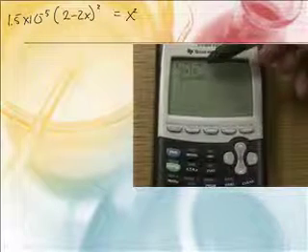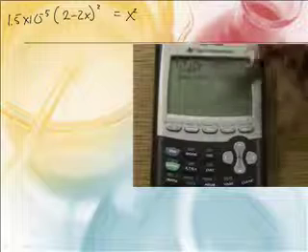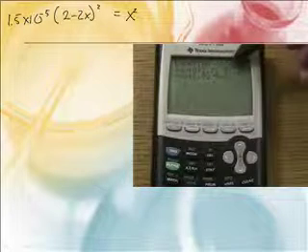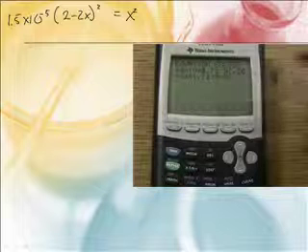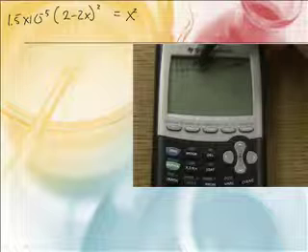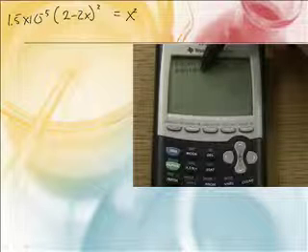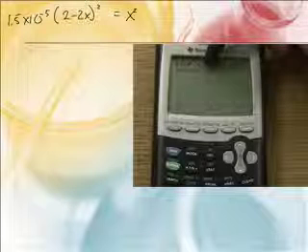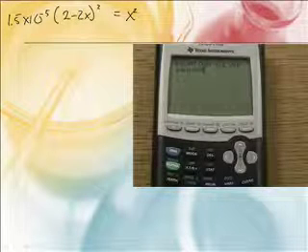Now I have a whole bunch of gobbledygook right here. If you have that, you may want to arrow up, because what I want is the equation solver. I've got an equation already in there from something else, so I'm going to just clear it. So I push clear, and now I have equation 0 equals. When I have equation 0 equals, I need to rewrite my equation so that it is set equal to 0.